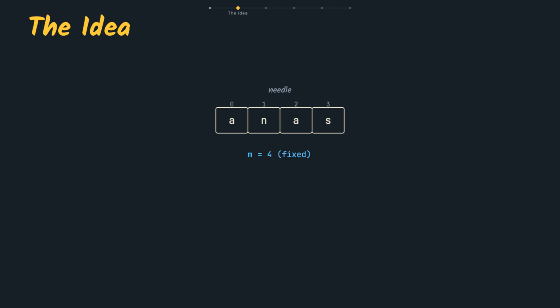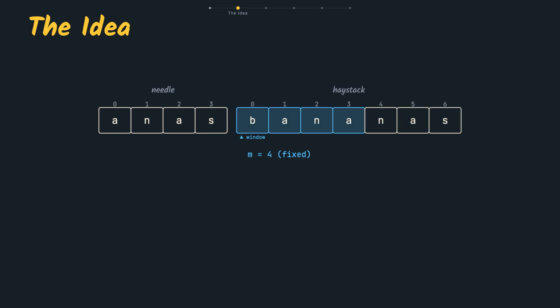A match is a stretch of the haystack equal to the needle. The needle's length is fixed at 4. So we're really hunting for a window of exactly 4 letters somewhere in the haystack that matches the needle. Where can that window start? Not too late. If fewer than 4 letters remain, the needle can't fit.